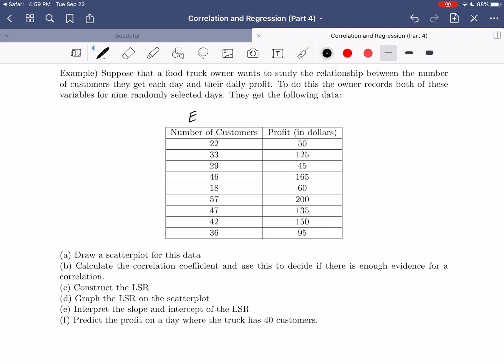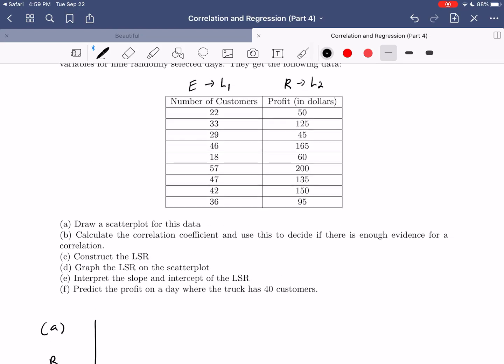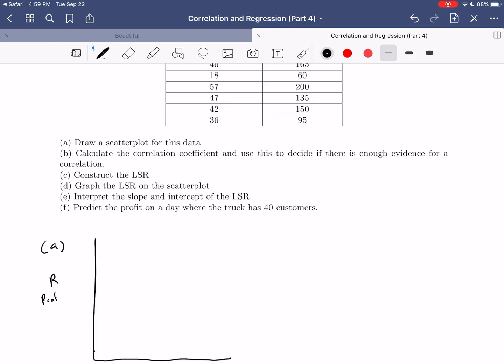our explanatory, and that means when we go to type it in, we'll put it in L1, and this will be our response, which means we'll put it in L2. But let's first start off by drawing that scatter plot. So we'll go down here, and for A, let's give ourselves our scatter plot. Remember, this will be our response, which we decided was the profit in dollars.